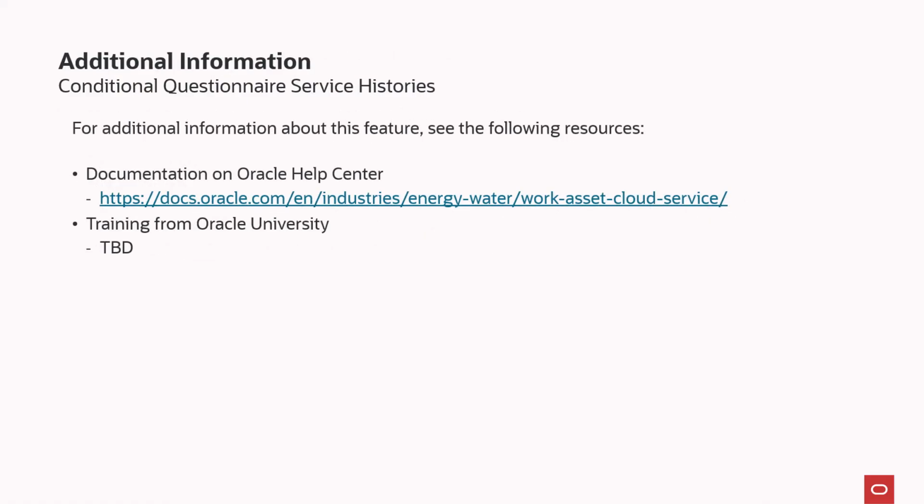For additional information about conditional questionnaire service histories and the functionality, see the Work and Asset Cloud Service documentation on Oracle Help Center, which is available at docs.oracle.com. The current content of the training available within the Oracle Utilities WAM and WAX certification learning path that you can access on Oracle University at education.oracle.com does not cover this content. That training is based on a prior release.